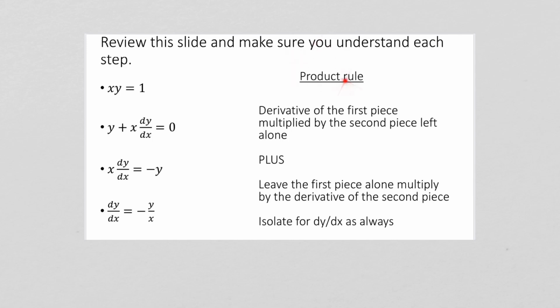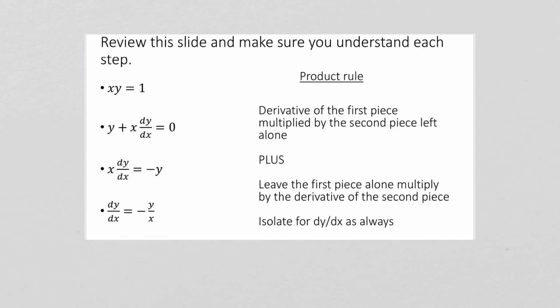Okay, and here's the product rule written out. We have the derivative, and this is something you should write down. The derivative of the first piece multiplied by the second piece left alone, plus leave the first piece alone and multiply by the derivative of the second piece, and then isolate for dy dx as always in this example.